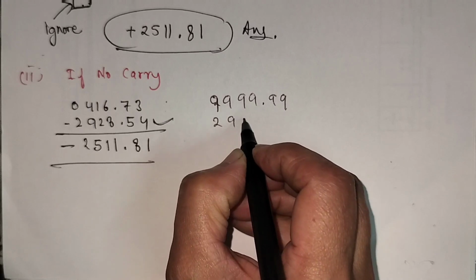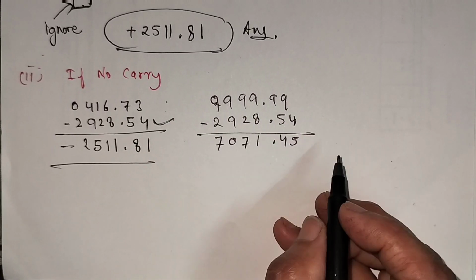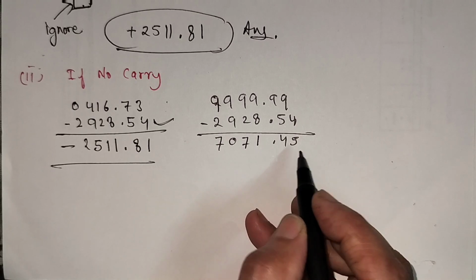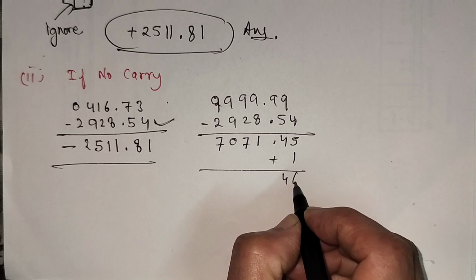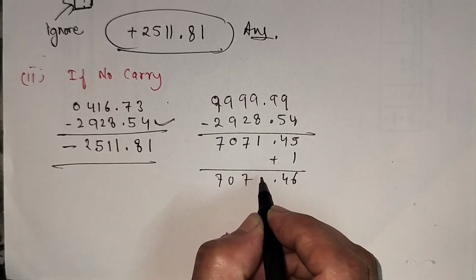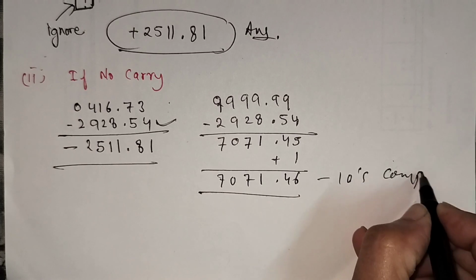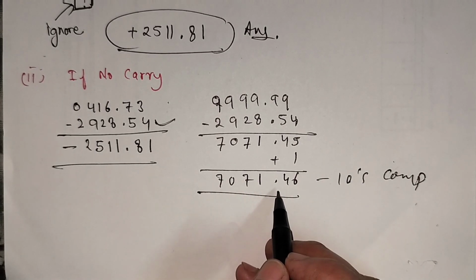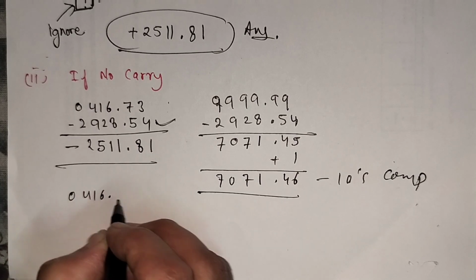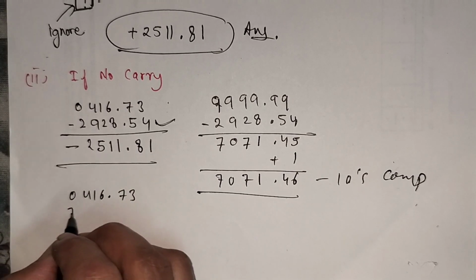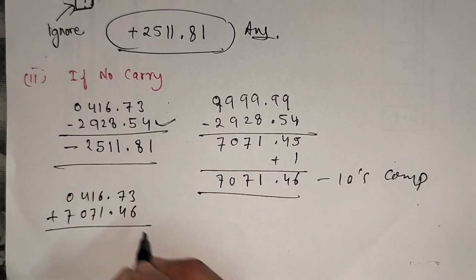This is 2928.54. Now we will subtract this. This is the nines complement. Now we will add 1 to find the tens complement. So the result is this 7071.46. This is tens complement. Now we will add this tens complement to the minuend. So we are adding this 0416.73 and 7071.46. Now we will add this.